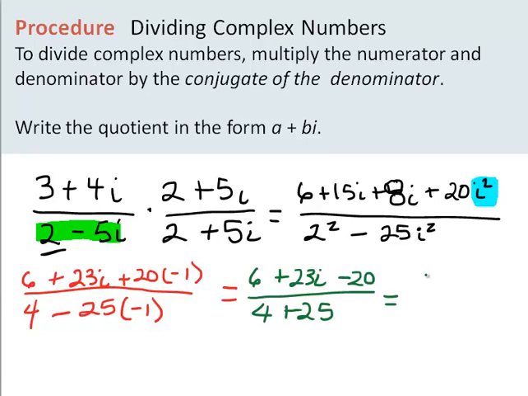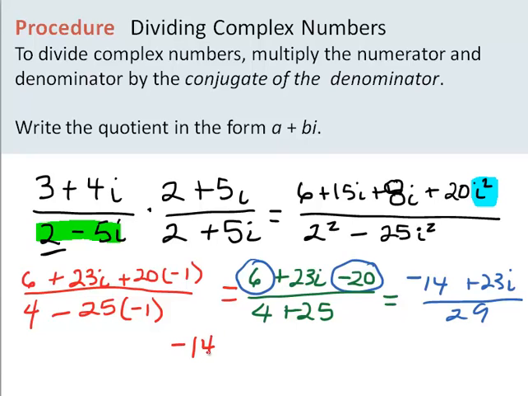So now I have my next version. I'm going to combine these like terms. So I'll have negative 14 plus 23i all over 29. And remember, when we're writing a complex number, it has two parts. The first part is the real number, and the second part is the imaginary number. In this case, you're going to break that fraction up. And that's the format that I would like to see.